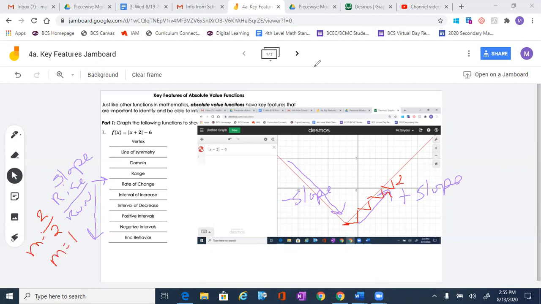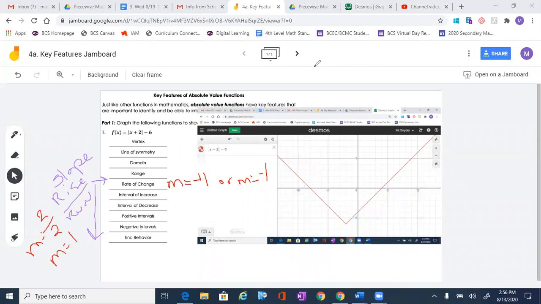So that would mean that the rate of change, m equals positive 1 or m equals negative 1. And check it out. You can see that because it's increasing on this side, it is decreasing on that side. We'll go ahead and move on to where it says intervals of increase.